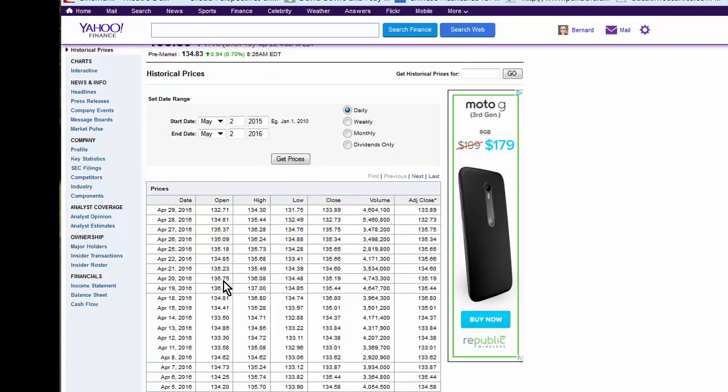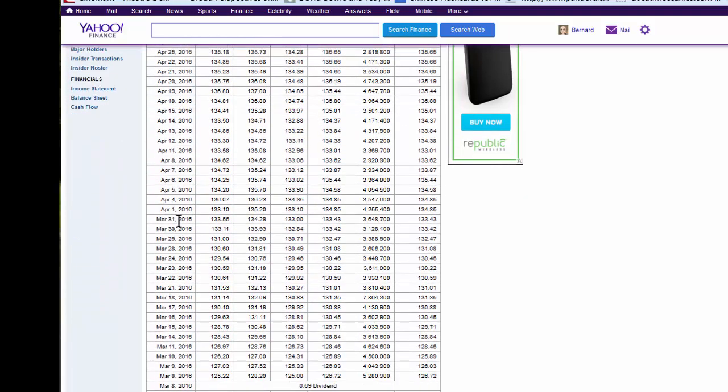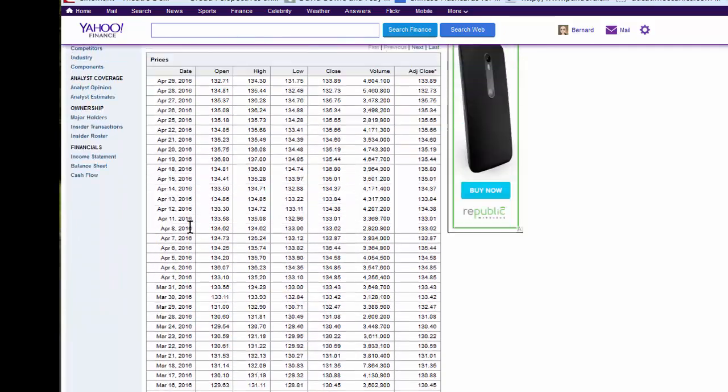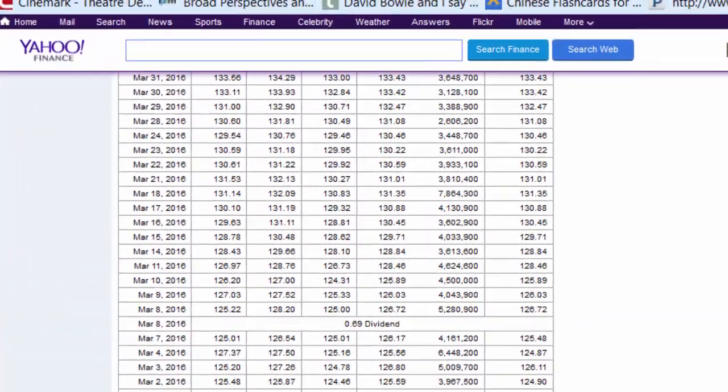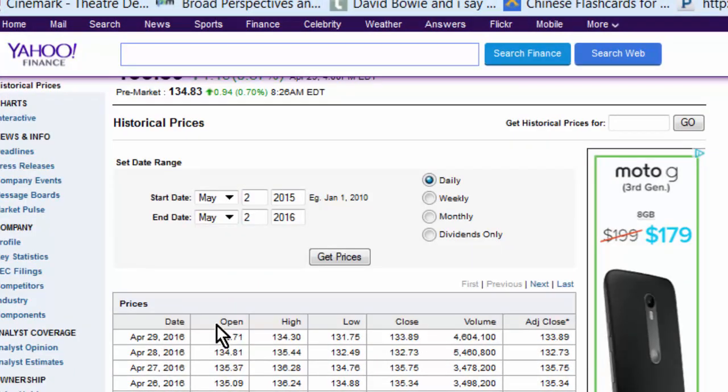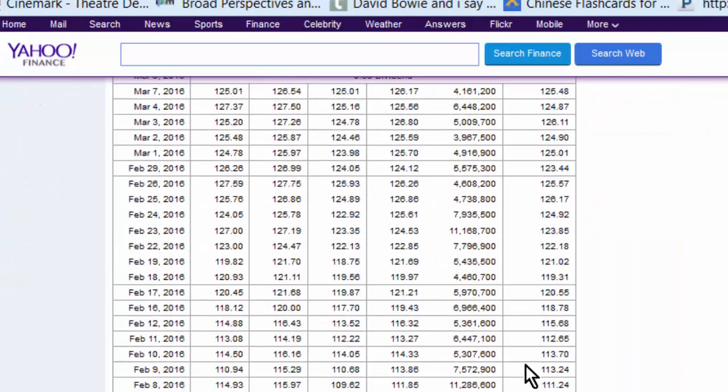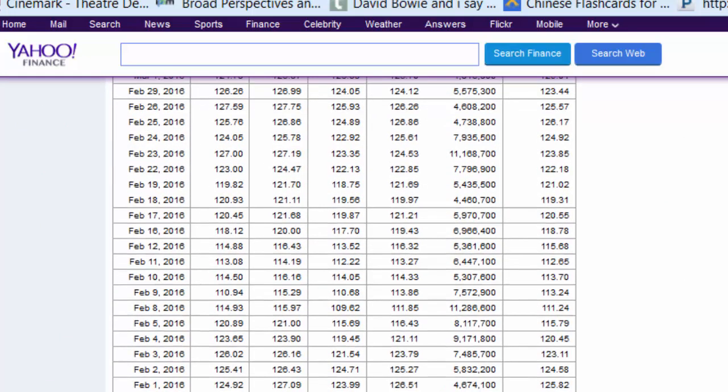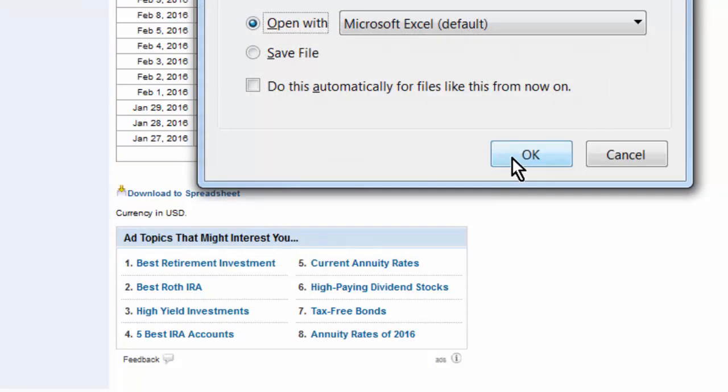Opens up a chart. The dates are when the trades happen. Notice that they always put these in backwards order, starting from the most recent and going to the oldest. We've got what it opened at during that day, the high point it reached, the low point it reached, what it closed at, the volume, that's how many shares traded, and the adjusted close. We're going to end up using the adjusted close. The adjusted close takes into account any dividends or stock splits, so that price has been scaled that way.